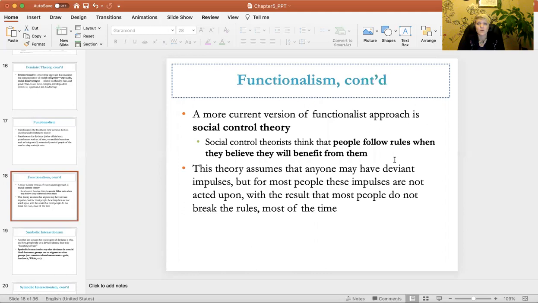This theory assumes that pretty much everyone has deviant tendencies or impulses, but for most people, these impulses are not acted upon because they see the benefits of following the rules, right? If you choose not to plagiarize on your assignments, then you will reap the benefits of both learning and achieving good grades and status in society. And those who plagiarize clearly then don't see the benefit of doing their own work.